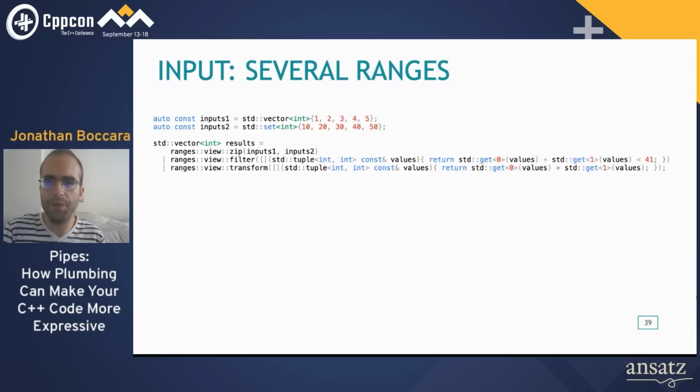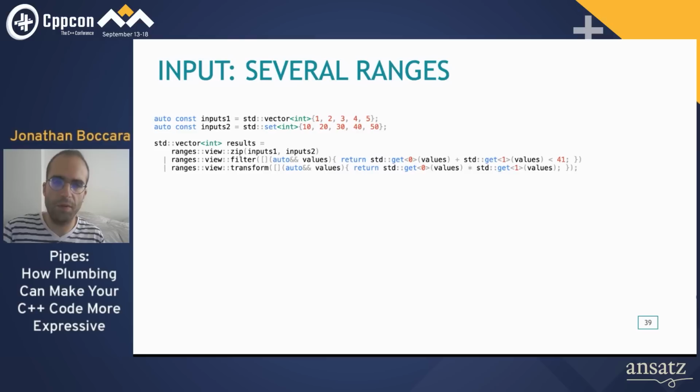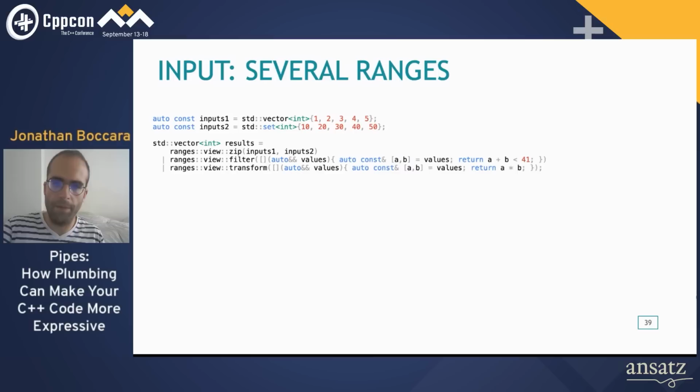Now, this is perhaps unnecessarily verbose. We could use C++14 auto in lambda just to hide the long name of the tuple, and we can use C++17 structured bindings to hide the std::gets, which looks much more concise.